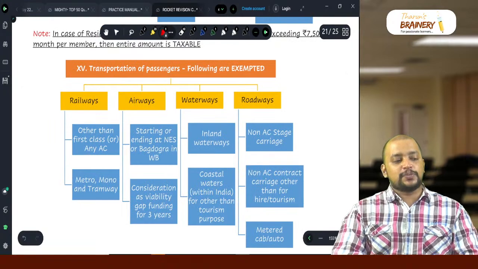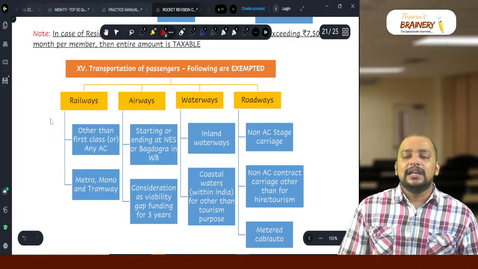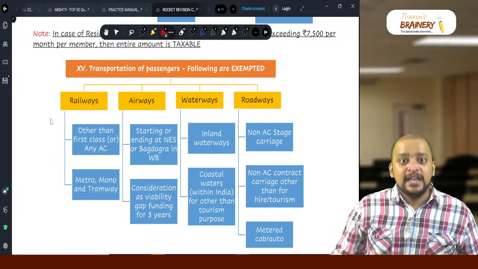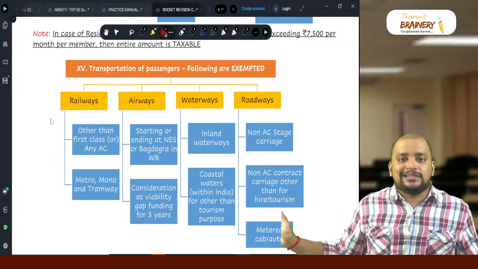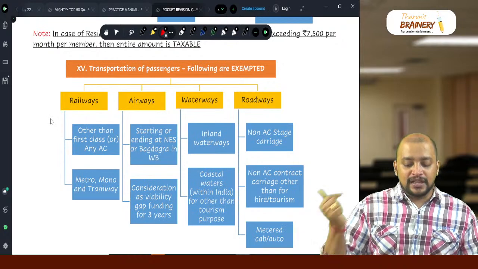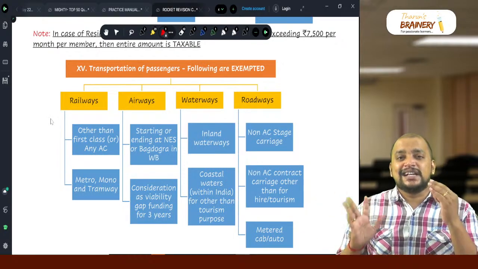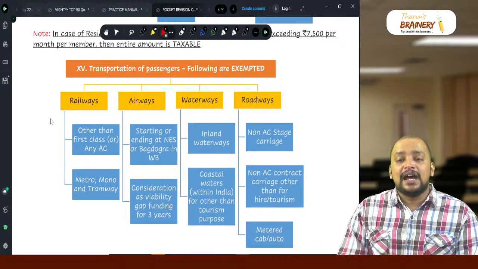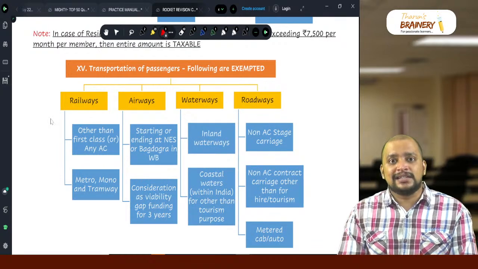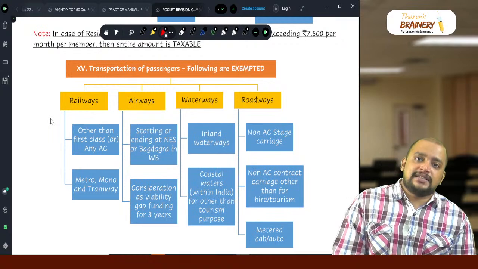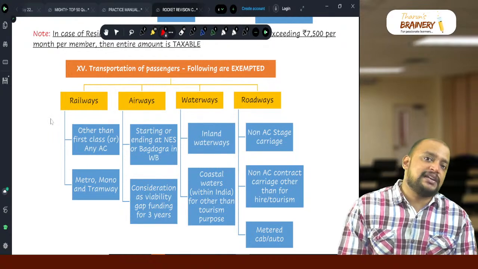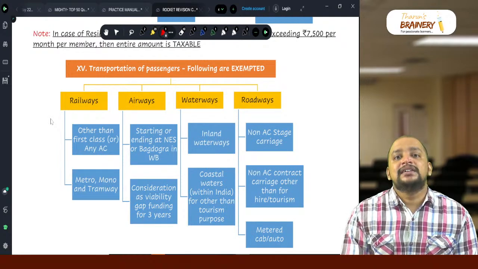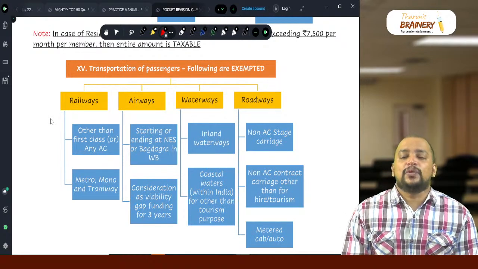Then next one, transportation of passenger service. In transportation of passenger service, what you need to remember is what are all exempted. Apart from that, in all other cases, it will be taxable. Okay. Now, first, railways. What is exempted in railways? Any class other than AC and other than first class. So which means second class sitting, then sleeper class, then general ticket, that will be exempted.